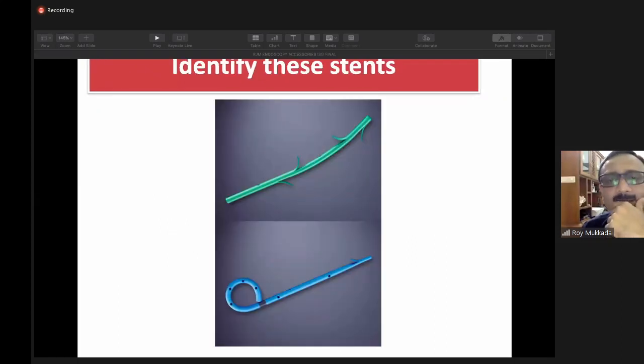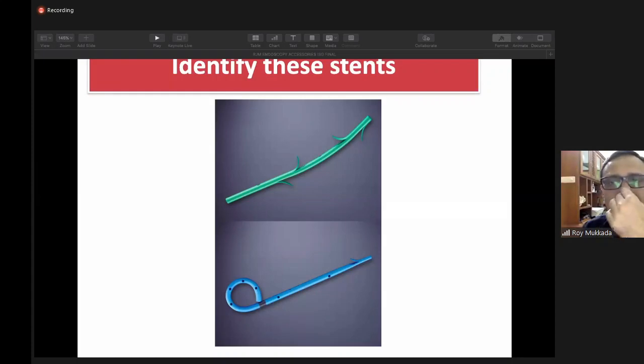So identify these stents. Because these are straight and internal holes are there sideways all along the stent, these are plastic stents. The first one is a straight plastic pancreatic stent, the second one is a single pigtail plastic pancreatic stent. Yes, both are pancreatic stents, because of the side holes.